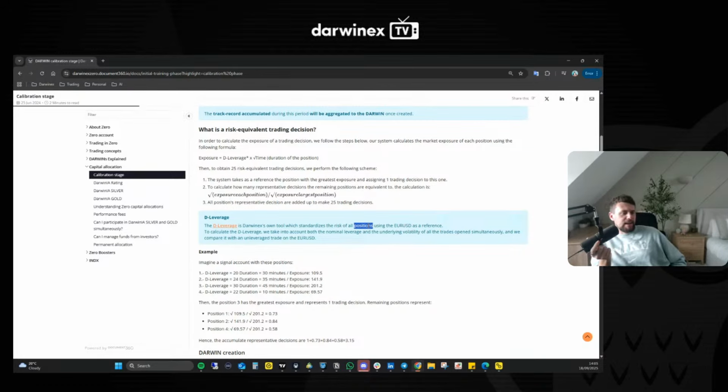To calculate the deleverage, we're taking into account both the nominal leverage and the underlying volatility of all the trades open simultaneously. And we compare it with an unleveraged trade on the euro dollar. So no matter what asset you're trading, so if you're trading a crypto account and you're on Bitcoin, ETH, Solana, BNB, whichever it is, the deleverage and the underlying volatility would then get notionalized against the euro dollar. So we have a standard risk protocol across every single asset. I hope that makes sense. This is the more advanced stuff, right? Which is why I do have a presentation.